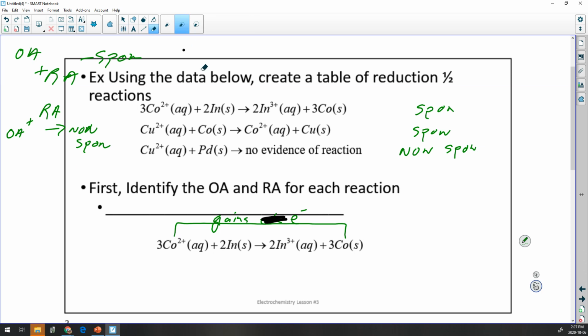So since he gains electrons, is he undergoing oxidation or reduction? Reduction. Is he the OA or the RA? He is the oxidizing agent. This one loses electrons. He is undergoing oxidation, so he is the reducing agent. Remember, oxidizing agents gain electrons, reducing agents lose electrons.